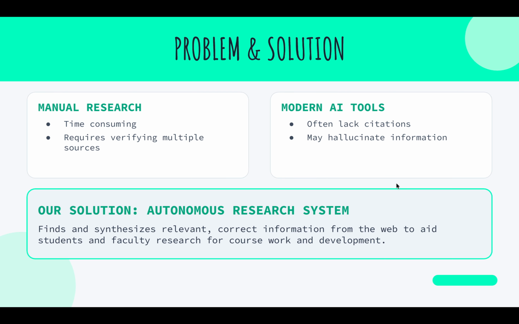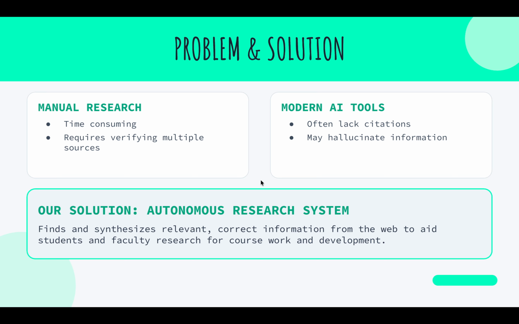So, our problem. What is our problem? Well, manual research is very time consuming. It requires verifying multiple sources, and that's just not intuitive in today's modern age. We have AI, we also have Google, and so now we want to try and ease the amount of effort required for manual research. The problem with modern AI tools is that they often lack citations for the information they're pulling their data from, and they may often hallucinate information. This is not ideal for research purposes.